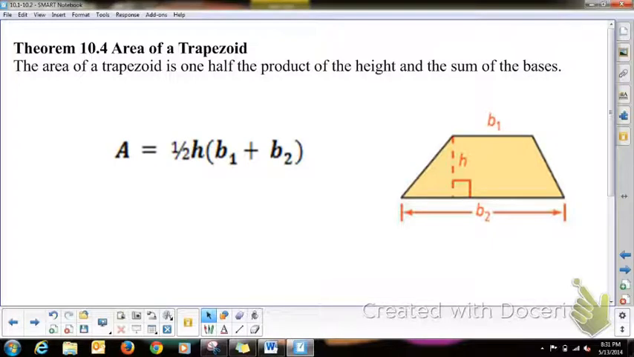Let's talk about a trapezoid. The formula for a trapezoid is 1/2 of the height times base 1 plus base 2. Remember, the bases are the parallel sides of the trapezoid. It doesn't matter which one's base 1 and base 2. When you add them together, you have the commutative property of addition, so it really doesn't matter which one you say is which.